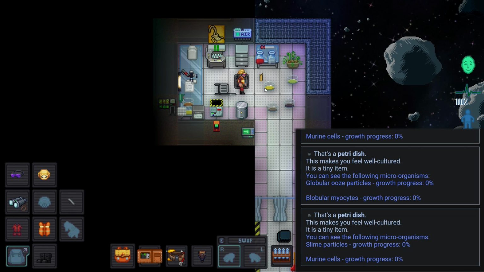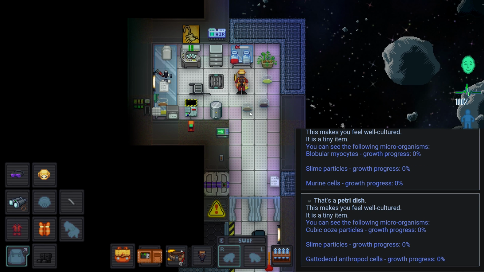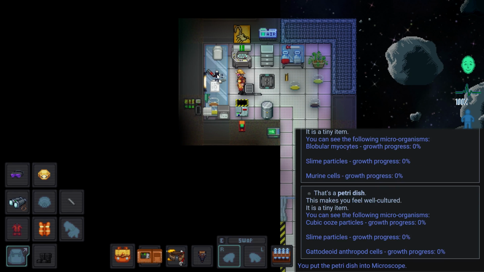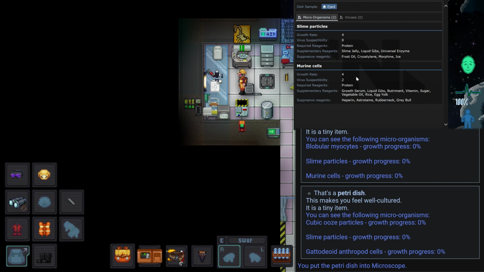Right. Another organism that I want to make is slime, and we have 4 petri dishes with different cells. So let's analyze which one is best. First, I'm going to take this one that has only 2 types of cells. We can see that there are slime particles and also some cells that will let us create mouse, but they both have only protein as the required reagent, which means that if we have a broth that contains only protein, both cells will grow.